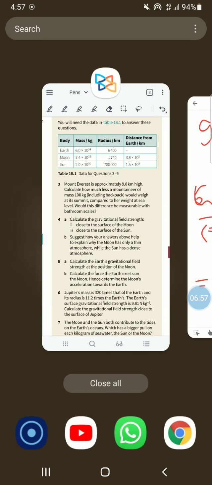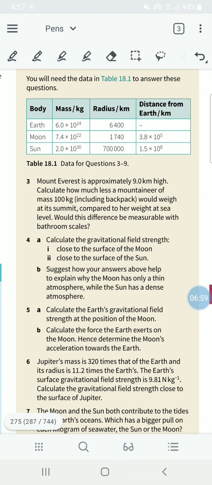Right, let's go to question number 4b. Suggest how your answers above help to explain why the moon has only a thin atmosphere while the sun has a dense atmosphere. Because gravitational field strength is quite weak on the moon, gas molecules can easily escape. However, the sun has a very high field strength and gas molecules are pulled very close to each other. As a result, the atmosphere has a very high density.